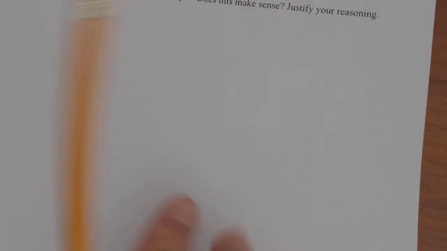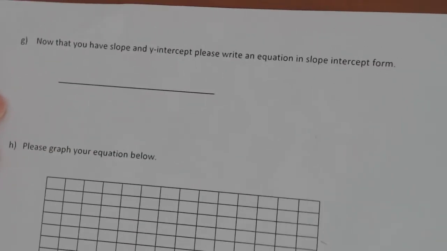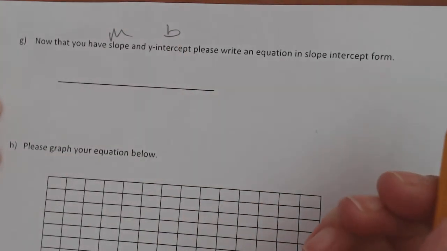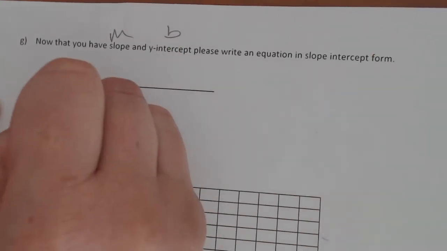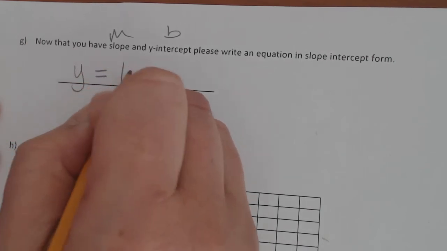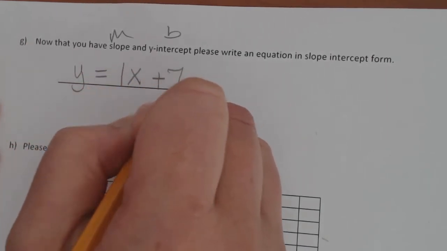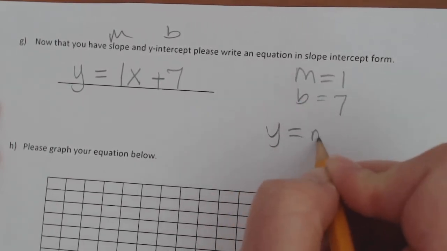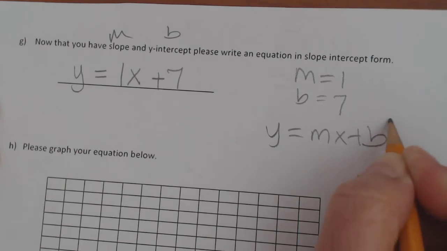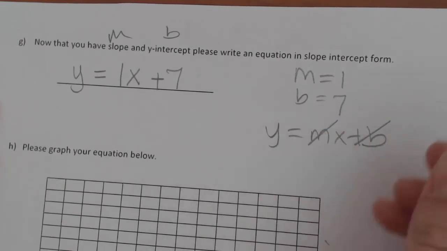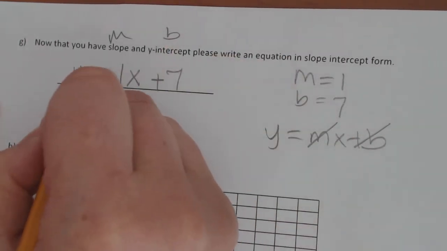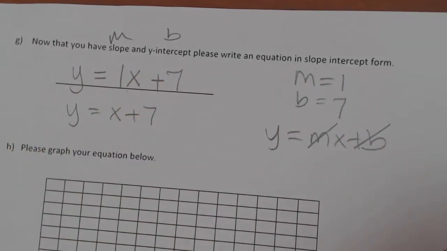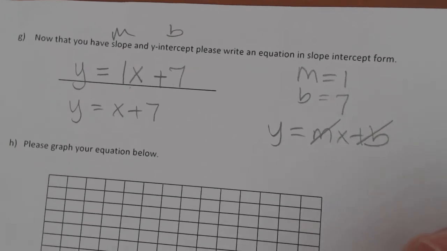Okay, let's go to the next thing. Now that you have slope, m, and y-intercept, b, please write the equation in slope-intercept form. So it's going to be y equals our m was 1, x, plus our b was 7. We had to substitute it into y equals mx plus b. When you do that, you may write it like this. Now again, if you choose to write it without the 1 there, that's how you write it. Either way works, I'll take both.